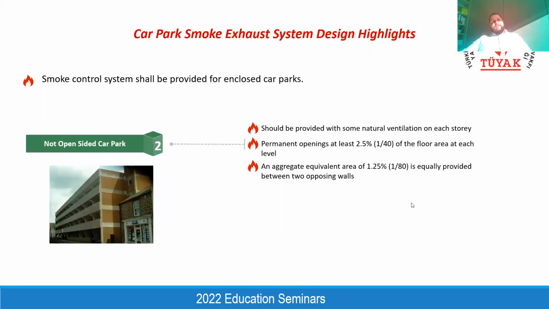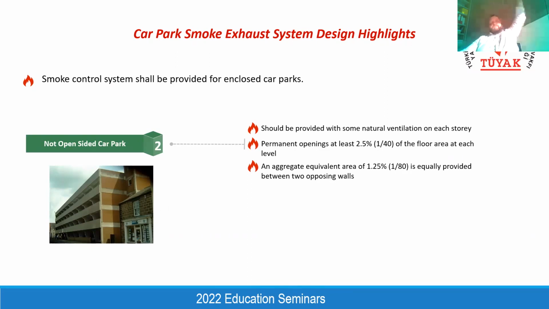5% of the sectional area of each floor on the facade. For example, if you have a floor with 100 square meters, there should be 2.5 square meters of opening on opposite facades of the building.